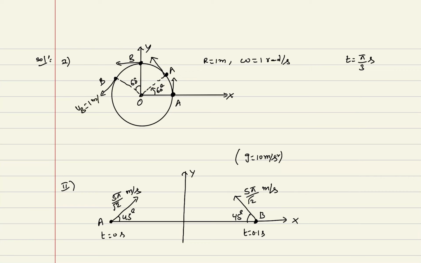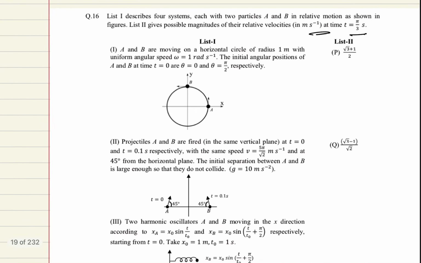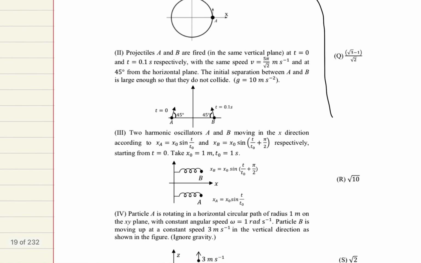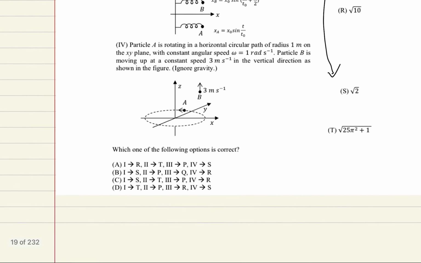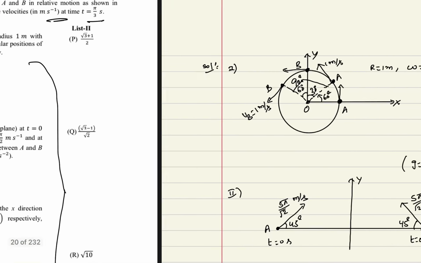Vb is equal to r omega, so the Vb value is 1 meter per second. Va value is also 1 meter per second. If we see, the angle between these two is 90 degrees. Whenever the angle is 90 degrees, the magnitude of the velocity of A with respect to B is the square root of Va square plus Vb square. We will get root 2 meter per second. So if you see the first question, 1 is matching with S. We can see S here, and S here also. Now if you do any one, you will get the answer.